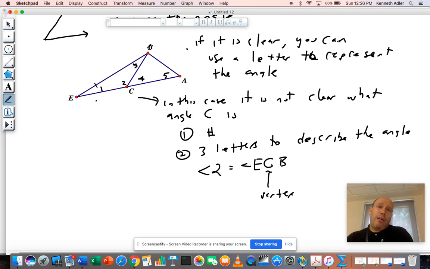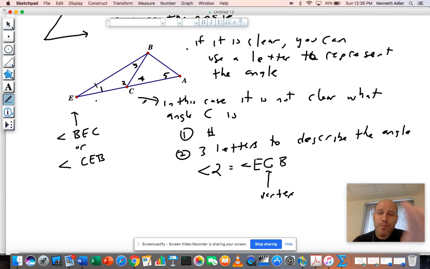How would I describe angle E? How would I describe angle 1? So you'd say, okay, I can write that as angle BEC, or you can write angle CEB. Once again, you use 3 letters, and the middle letter has to be the vertex. Now, I'm going to show you the technology why this is important.